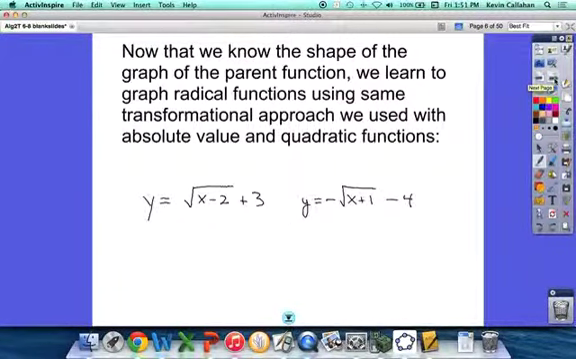Okay, so now that we know what the shape of the parent function is, we're going to figure out how we can graph using the transformational approach by understanding what happens to the graph when we add and subtract numbers inside and outside the function. And it'll work the same way that it has already for absolute value and quadratics. What normally happens to the graph when you subtract inside the function? Try again. It goes right. Minus inside means right.